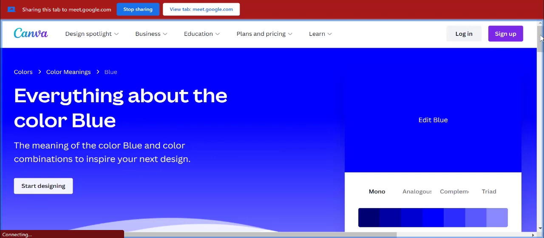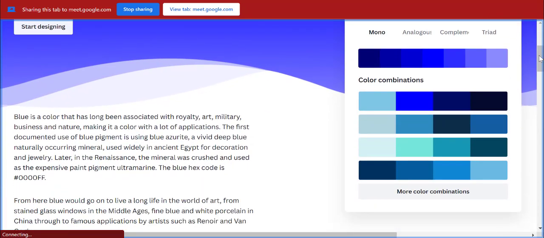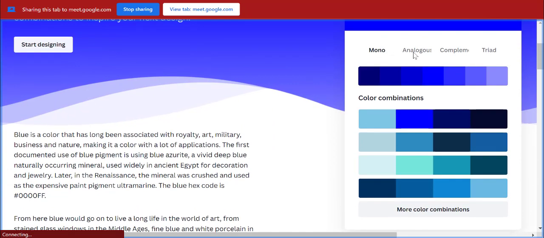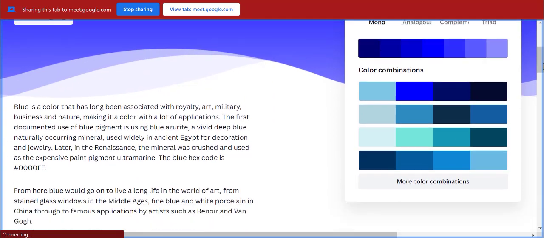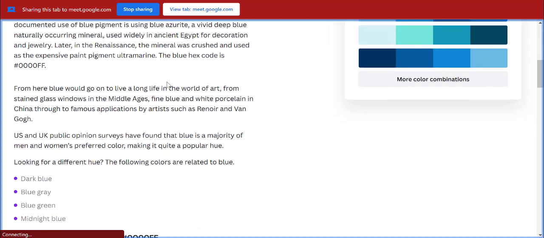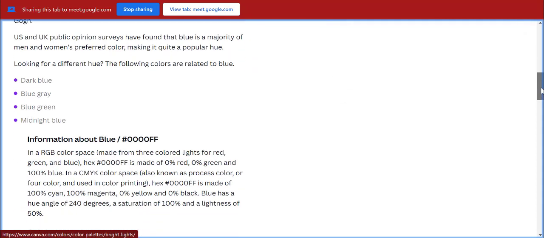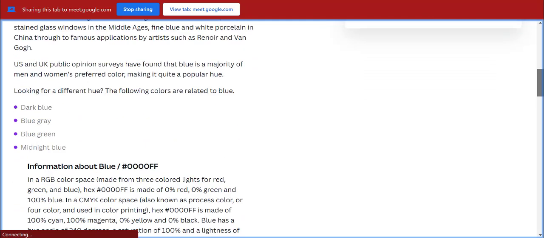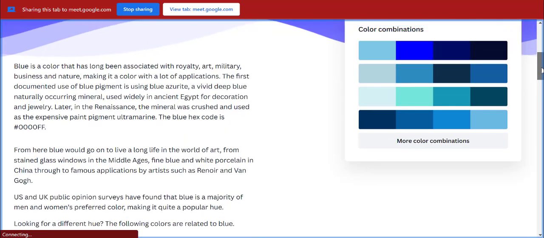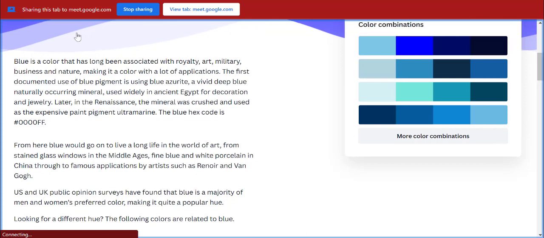Okay, so the same thing here. Like I said, color combinations, the monochromatic scheme, analogous, and all that. Now, this is what blue means. When we are talking about blue, blue has a lot of meanings, right? We are talking about security. Okay, yeah, this is it. I really wanted to show you guys. So it says blue is a color that has long been associated with royalty, art, military, business, and nature, right?